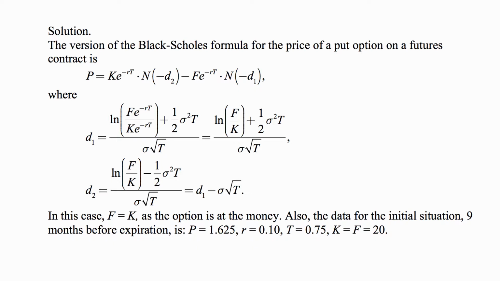The underlying price is the same as the exercise price. The option is at the money, so the natural logarithm of F over K is the natural logarithm of 1, so it's 0. And the other data for the initial situation, 9 months before expiration, which is when F is equal to K as well, is that the price of the put is 1.625, the continuously compounded risk-free interest rate is 0.10, time until expiration is 3/4 of a year or 9 months, but in years that's 0.75, and K is equal to F is equal to 20.